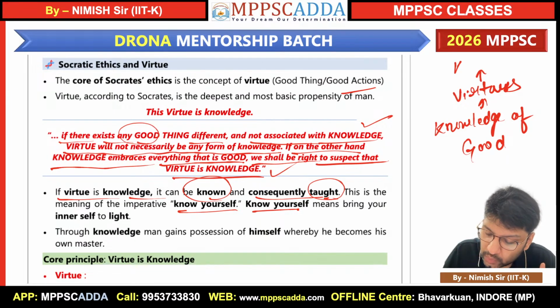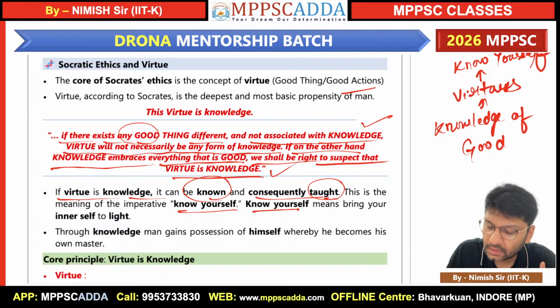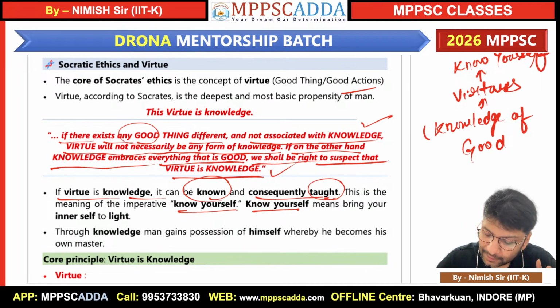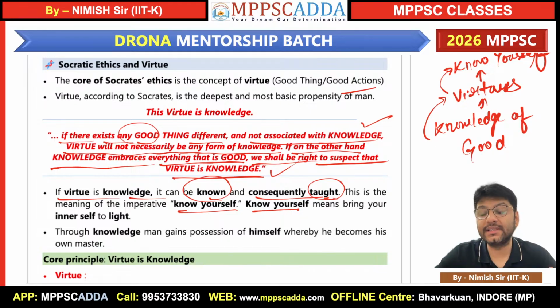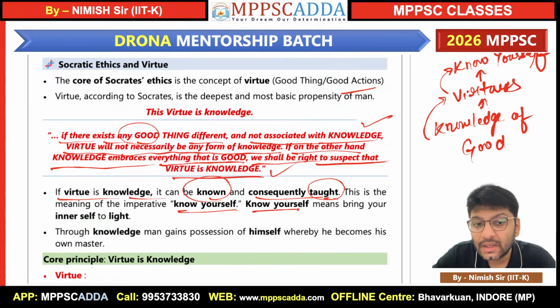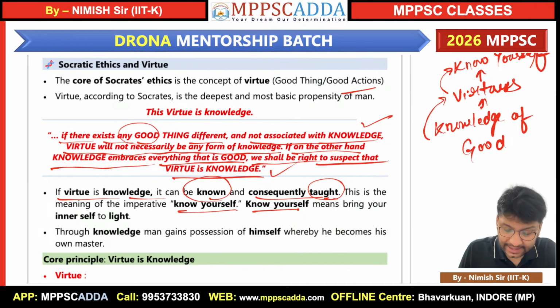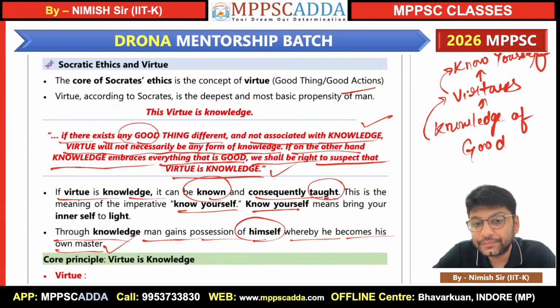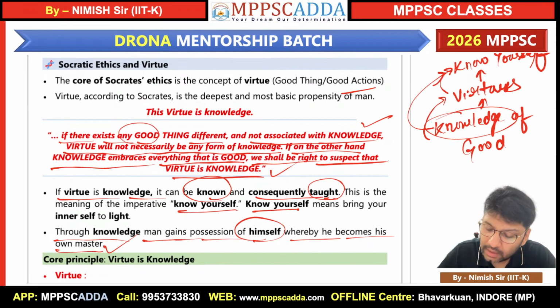Once you become virtuous, you will know yourself, which is the ultimate goal. So ultimately, these are the three steps on which Socrates is putting so much stress. That's why he's saying the next line: through knowledge, man gains possession of himself, whereby he becomes his own master. So ultimately, through knowledge, he becomes his own master.